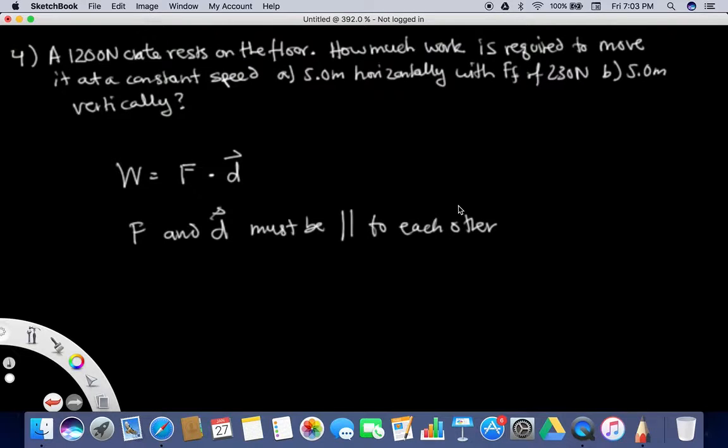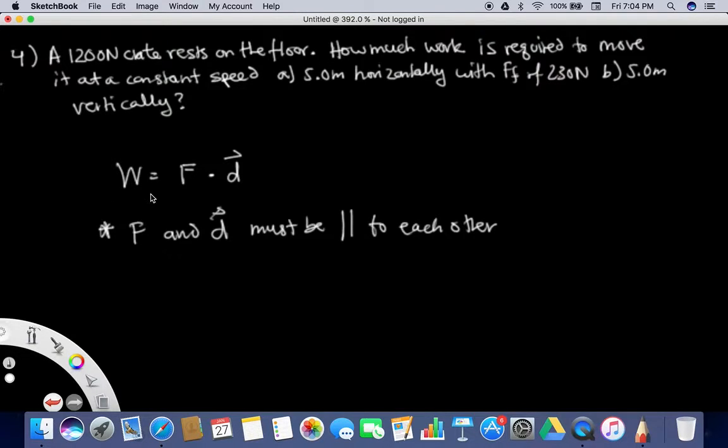So let's say you have a force going in the right direction, but you have a displacement going vertically upwards. You really can't, at face value, solve for work because those two directions are not parallel to each other. They're perpendicular to each other. So you can't use those two values and solve for work. But let's say you had an applied force going upwards and you had a displacement going upwards. Then, of course, those are both parallel to each other, so you could solve for work. So this is a key, very, very important rule when it comes to solving for work.